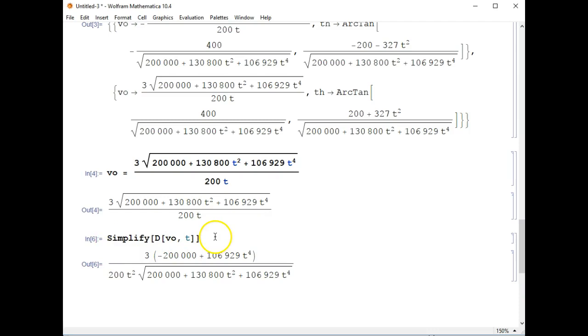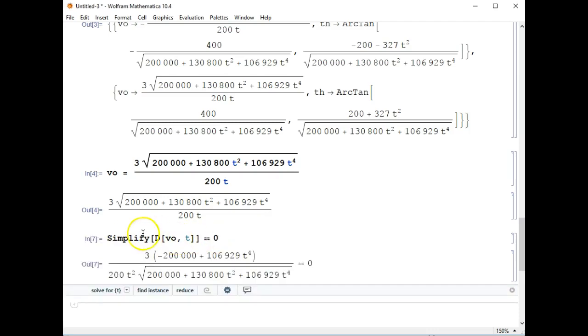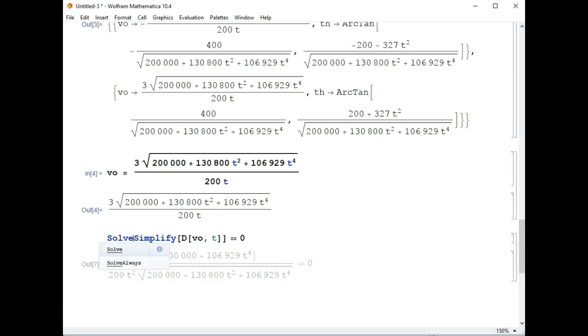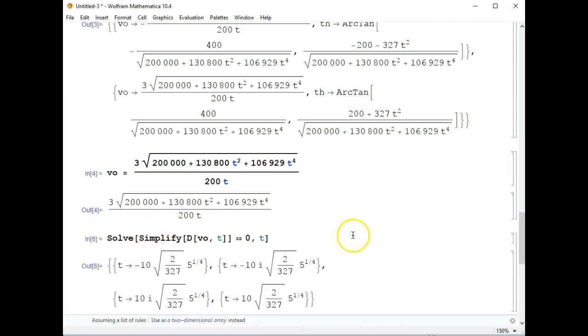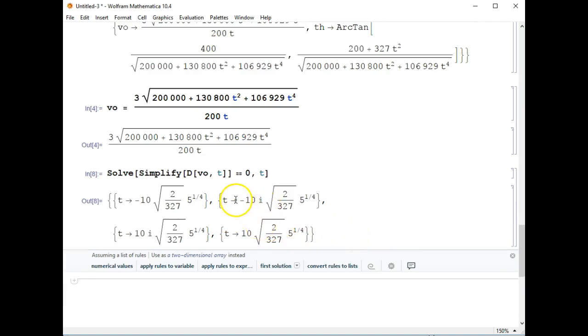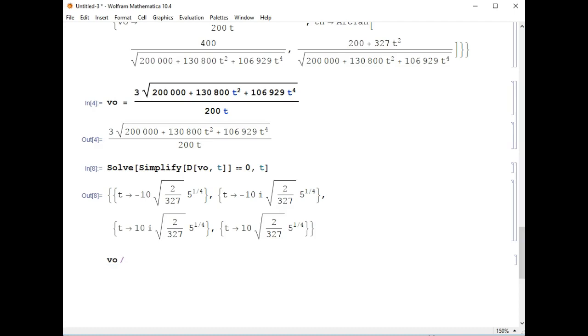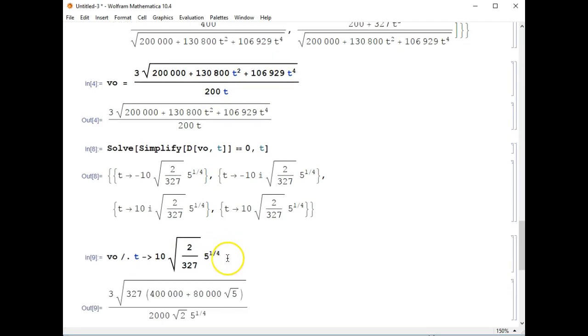What do you want to do with this? You want to set it equal to 0. And what do you want to do with that? I want to solve that. So solve that equation for T. So there's my T, and let's see, this one's clearly imaginary, so forget that one. This one here is imaginary, this one here is negative, and this one's positive. So what I'm going to do is take that, and plug it into the VO. T is bang. There we go. And ask it as a number.